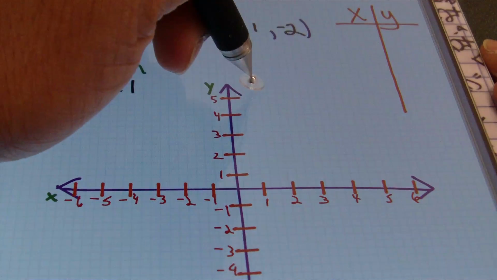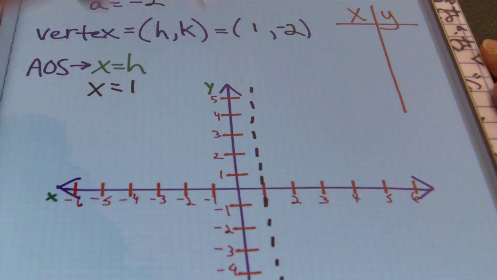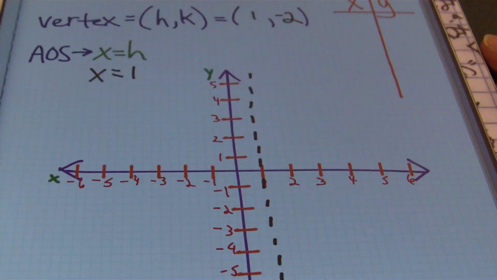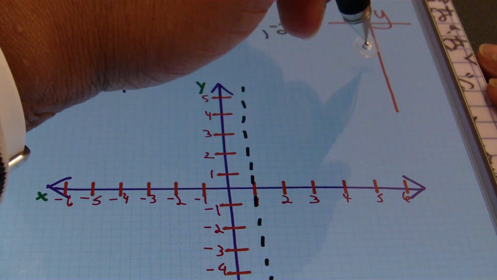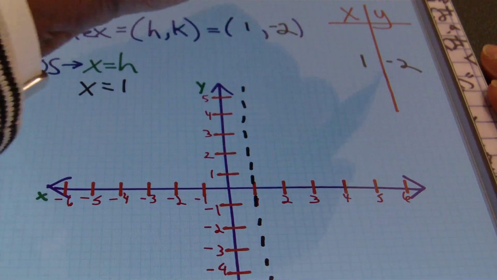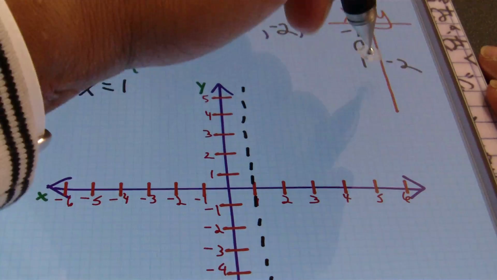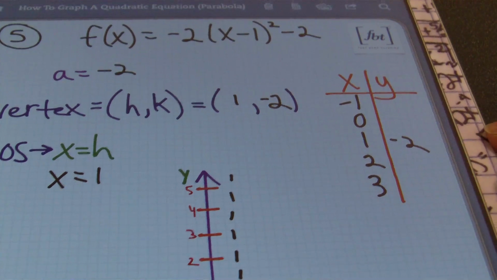All right, so let's see if we can draw a straight axis of symmetry, and that's pretty straight there. Okay, that's pretty good. All right, then start in the middle with your vertex. It's going to be at 1, -2, and remember, you're going to walk 2 places to the left and 2 places to the right of your vertex. So I'm going to use 0 and -1. I'm going to use 2 and 3 for my x values, and then I'm going to plug them in.